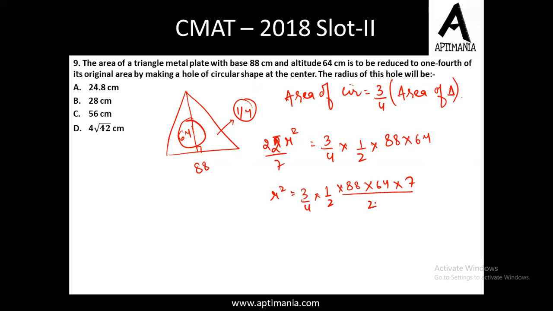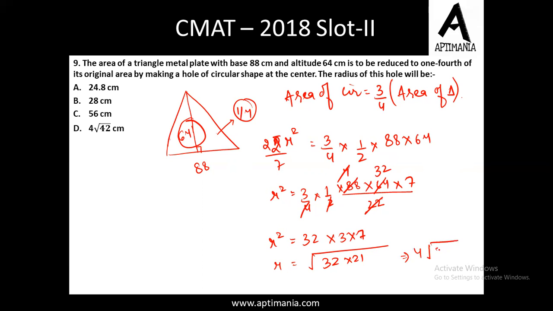Cancelling 22 with 88, I'll get 4. Cancelling 4 with 4, this will be 1 and this will be 32. So I'll have r square as 32 into 3 into 7. Taking the root, r will be root of 32 into 21. Further, 32 can be written as 16 into 2, and taking 16 out of the root, I'll have 4, and root 42 will be left in it. So 4 root 42 will be the correct answer for the value of the radius of the circle.